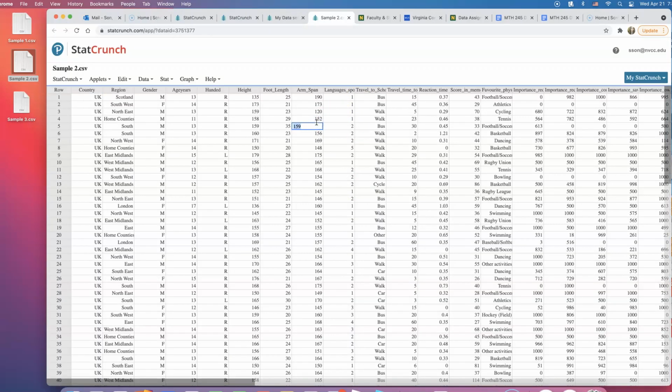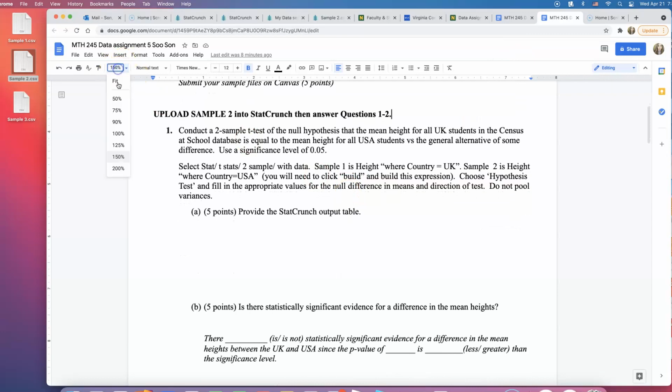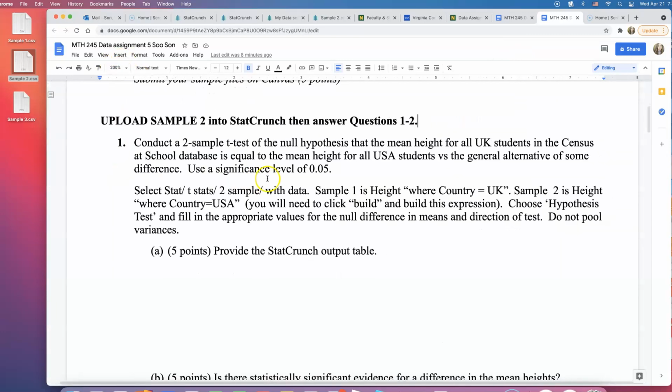Okay, now what are we doing with this data set? I'll go back and read it. It says, conduct a 2-sample t-test of the null hypothesis that the mean height for all UK students in the census school database is equal to the mean height for all USA students versus the general alternative of some difference.